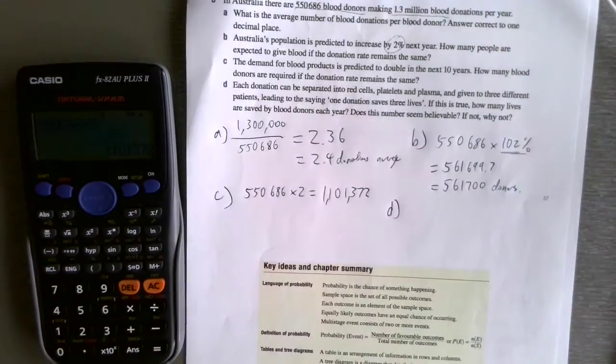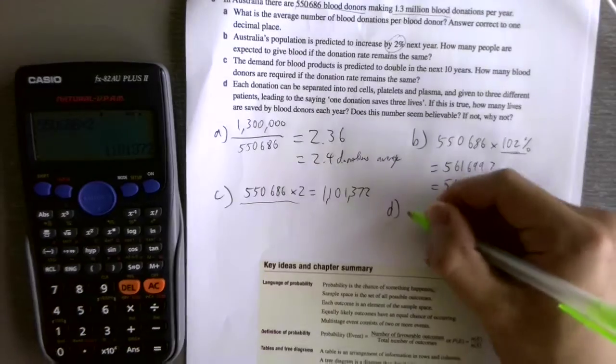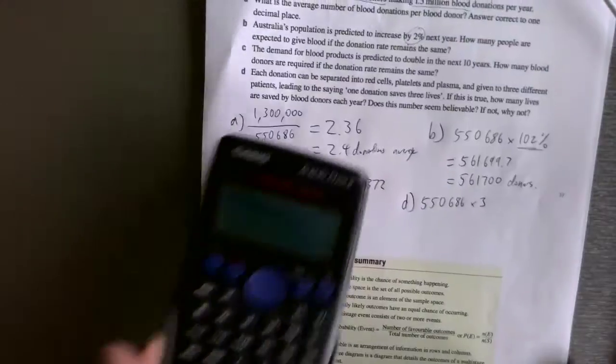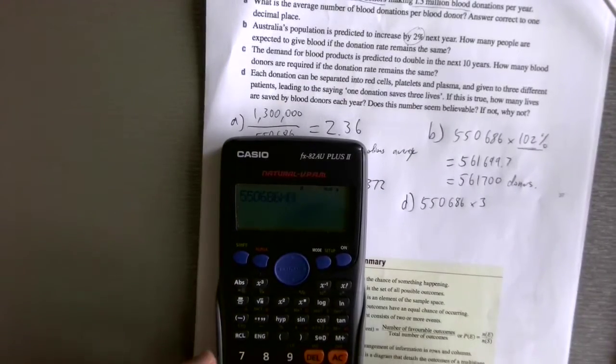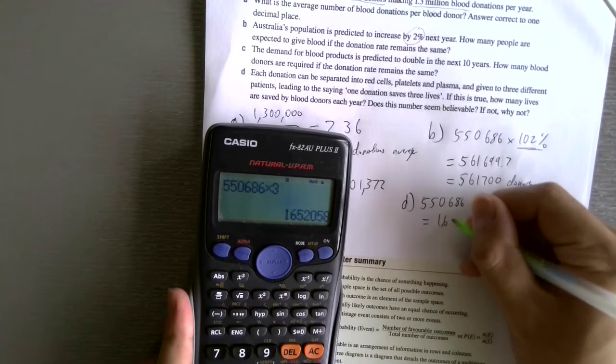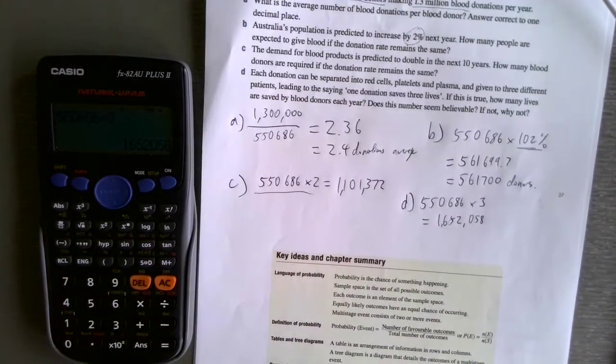Now, to answer our last question, each donation can be separated into red cell, platelets, plasma, given to 3 different patients, leading to the saying that 1 donation saves 3 lives. Is this true? How many lives are saved by blood donors each year? So, if there are currently 550,686 people, and each of them save 3 lives a year, so that is 1,652,058 lives saved in total. I guess that's how many lives are saved.